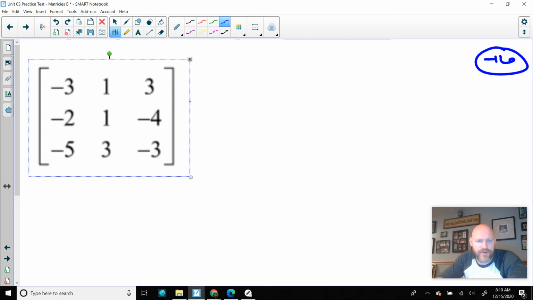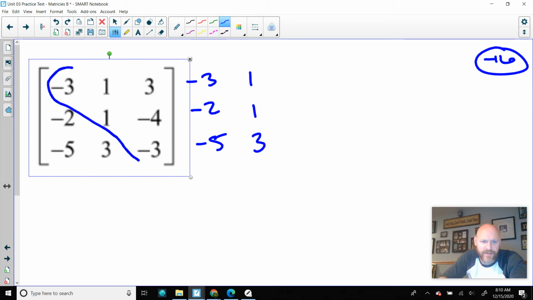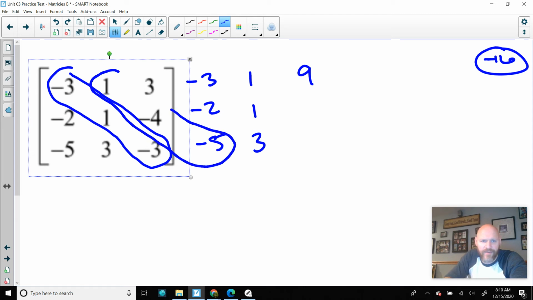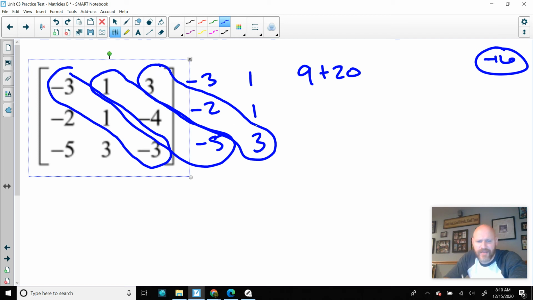All right, let's see what we're supposed to do. First of all, let's go ahead and rewrite these. So we've got a -3, a -2, and a -5, and a 1, 1, and a 3. All right, I'm going to multiply this diagonal together first. -3 and -3 is a +9. I'm going to multiply this diagonal next. A -4 and a -5 is a +20. And I'll multiply this diagonal next. This is going to be 3 and 3 is 9 times a -2 is a -18. So I'm going to add a -18.